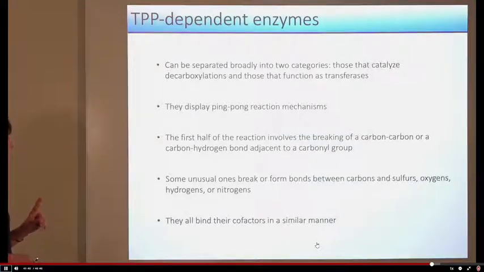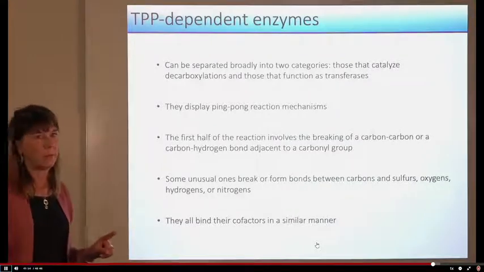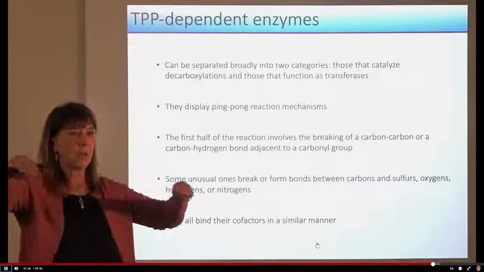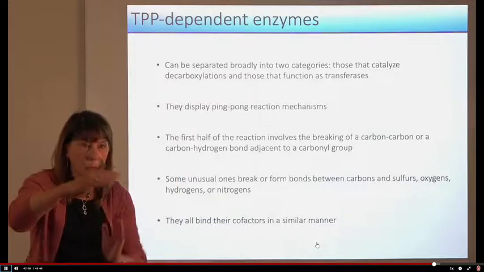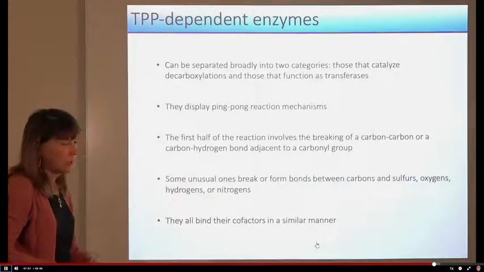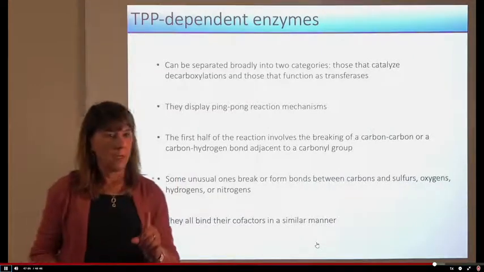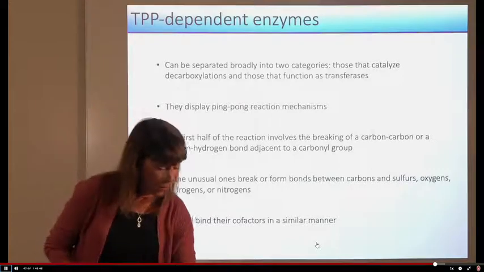group, and some also break other bonds, but what they all have in common is they bind their cofactors in a similar manner. So NAD tends to bind in a similar manner. The flavins, on the other hand, can bind in an extended or a more bent way. These tend to bind the cofactors in a similar manner. Acetyl-CoA, that's not true of that one, but these do.